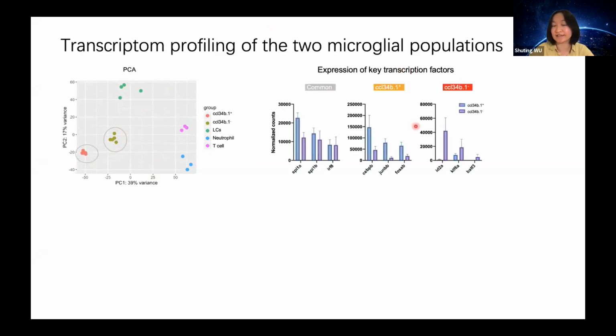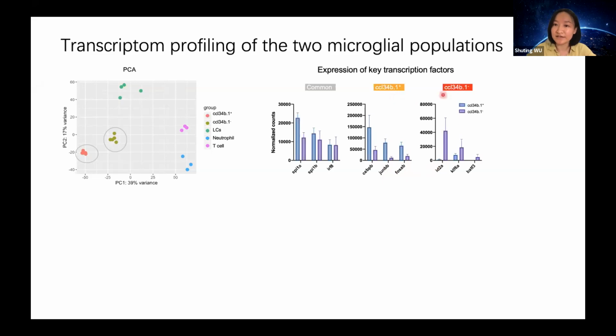So we further checked their key transcription factors because we want to find out the differentiated regulating pathway, and we found that both microglia populations express many common transcription factors for the macrophages development, such as the SPI1 and the IFA, while at the same time they also express their own transcription factor at very high level. Here you can see that the CCL34-beta1 positive microglia express the transcription factor like JUNB and the phosphate, which are actually immediately early genes for neuron, or the stress response genes and the pro-inflammatory genes for the macrophages.